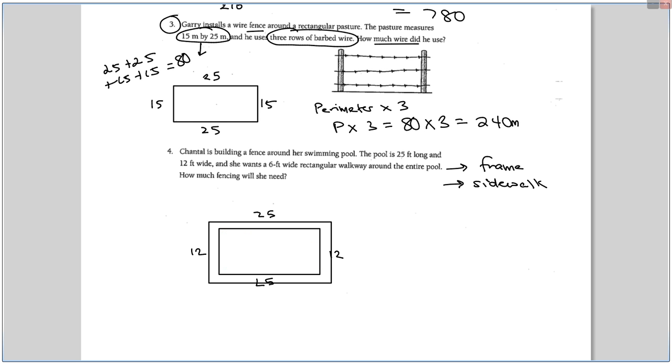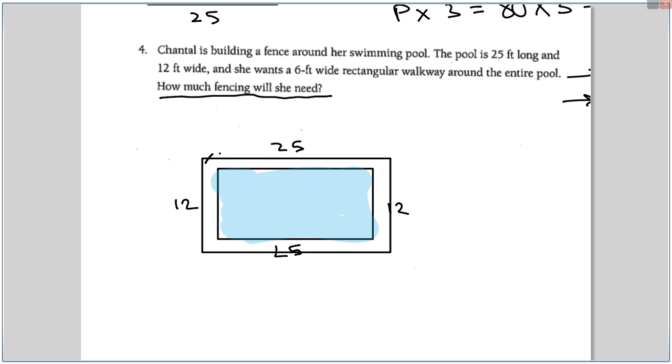That didn't work out very well. Let's try a little bit smaller. So here the blue is the pool, and the walkway is in the white. Okay, so how much fence do you need? Okay, so the fence would run on the outside of the sidewalk like this. So you need the perimeter of the outer object.